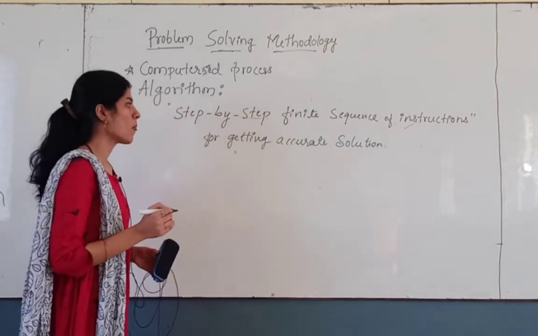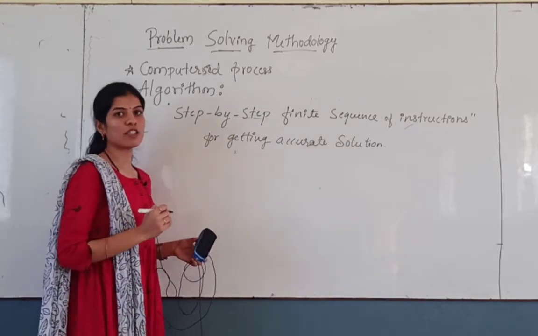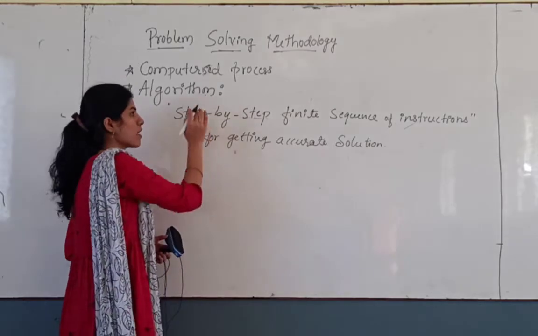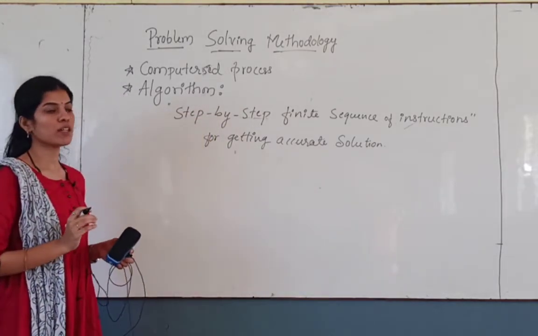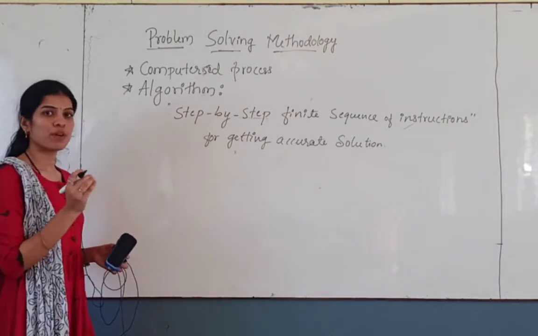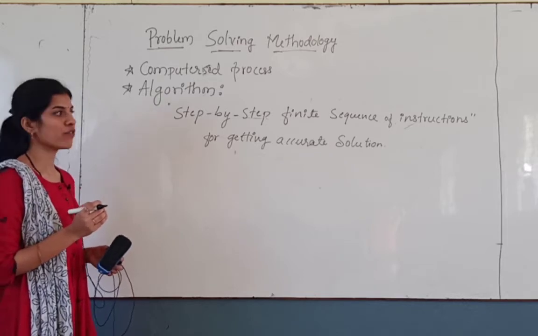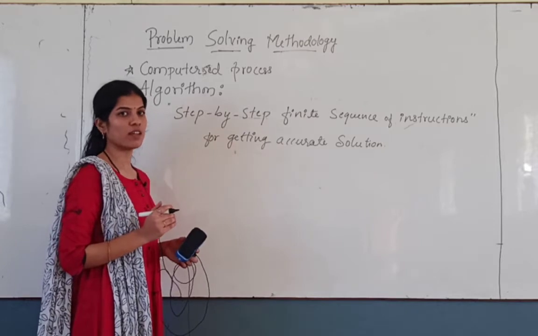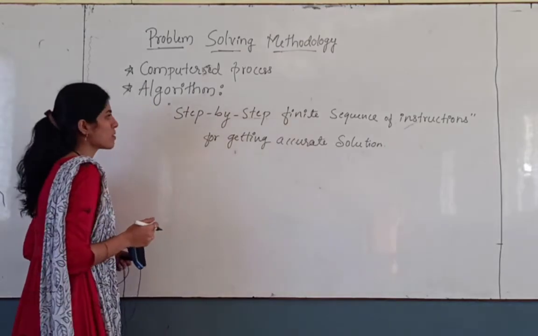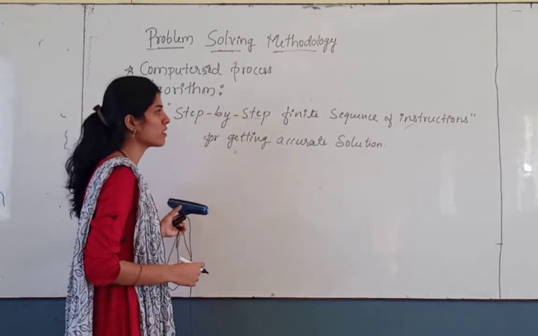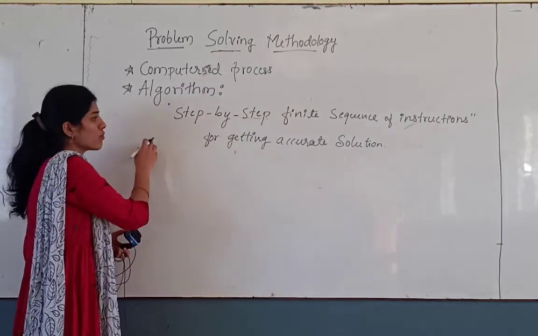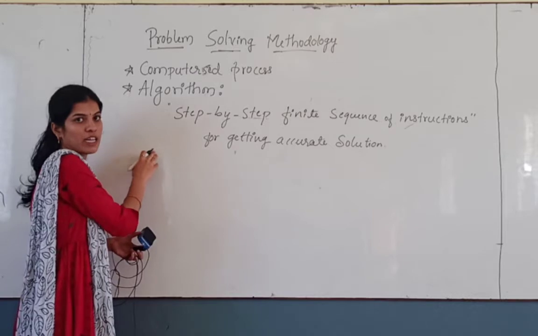Directly writing the code is a difficult task. Hence, the algorithm and flowchart are the two main tools used before writing the code, which are helpful for writing the code in an easy way. An algorithm is a step by step finite sequence of instructions that we need for getting an accurate solution.